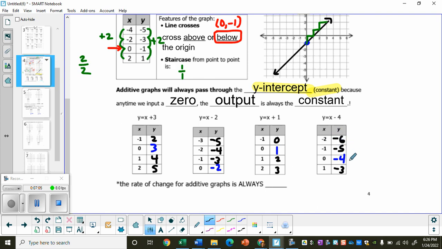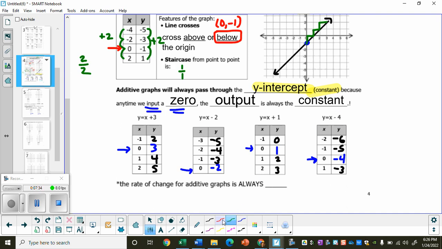Okay? So these table of values match these equations, and all I really wanted these here for was to point out what I mean by this sentence, that anytime we input a 0, which is right here, I input a 0 each time, the answer every time that I got was the constant that I had here in the equation, and we call that thing the y-intercept. That's what I'm saying right here.